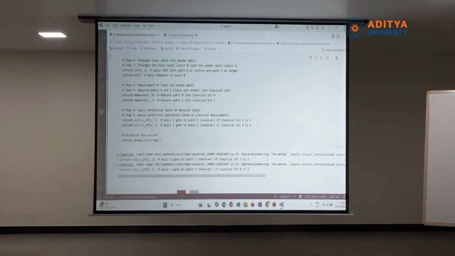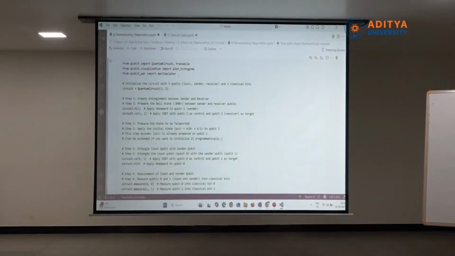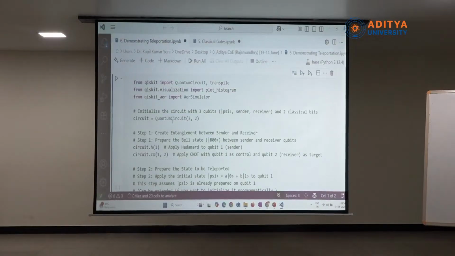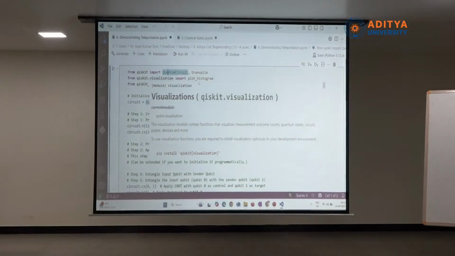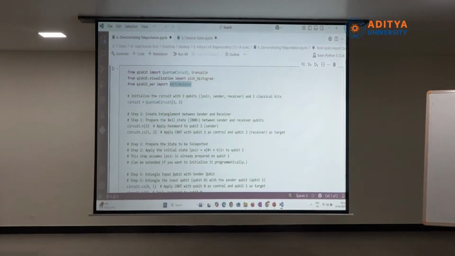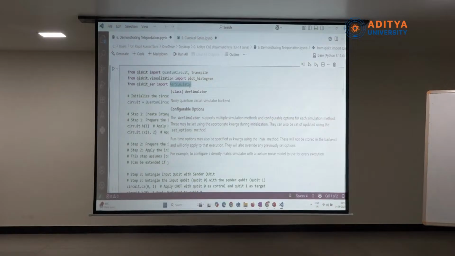Now this is the code related to teleportation. Okay, so now you see, is it fine? This is the quantum circuit basically created, with transpile, plotting of the histogram, and the Aer simulator. Just based on the basic things, you may create your circuit of teleportation.